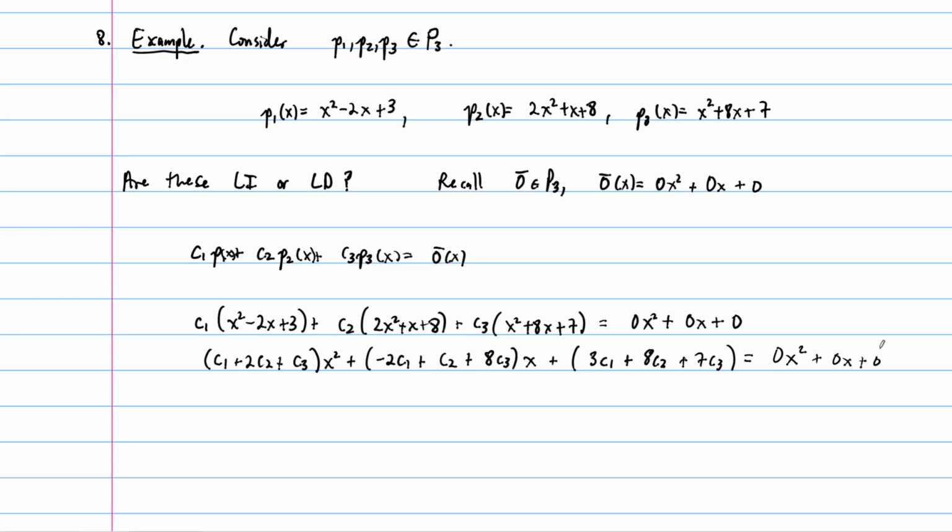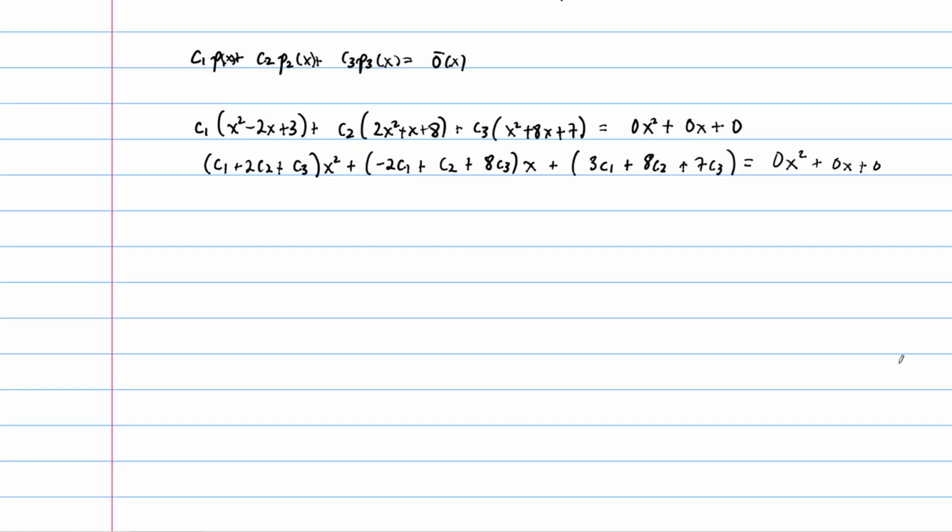And so this is how we get our system of equations at this point, right? Our equations are going to be C1 plus 2C2 plus C3 equals 0. There's the coefficients on the x squared terms. The next terms, the x terms, are going to be negative 2C1 plus C2 plus 8C3 equals 0. Homogeneous, right? It's always going to be 0 on the right-hand side. And then the third equation is going to be 3C1 plus 8C2 plus 7C3 equals 0.